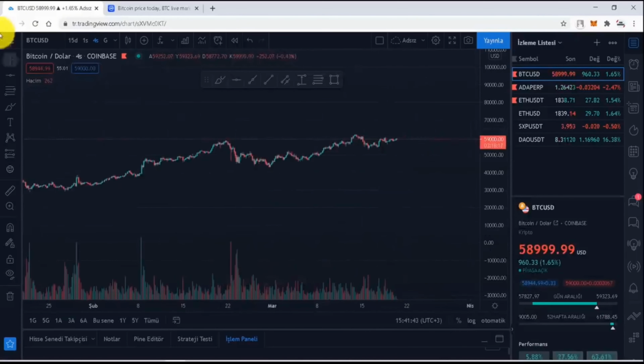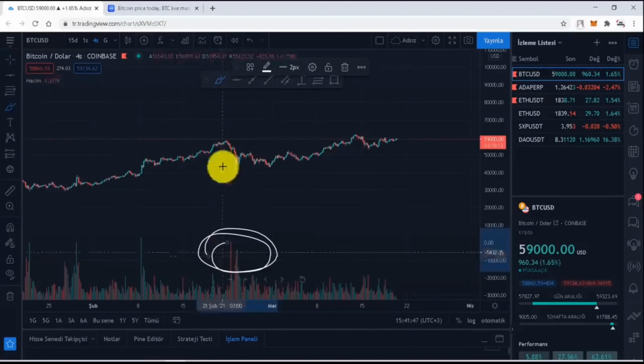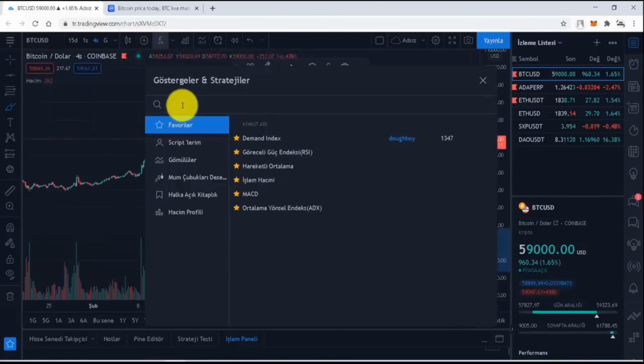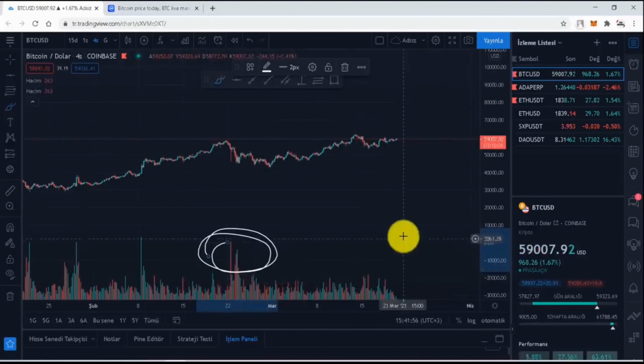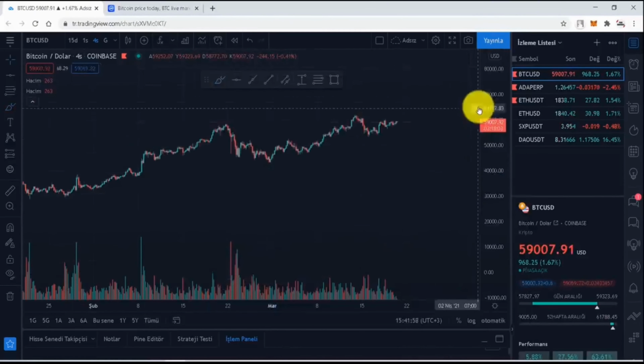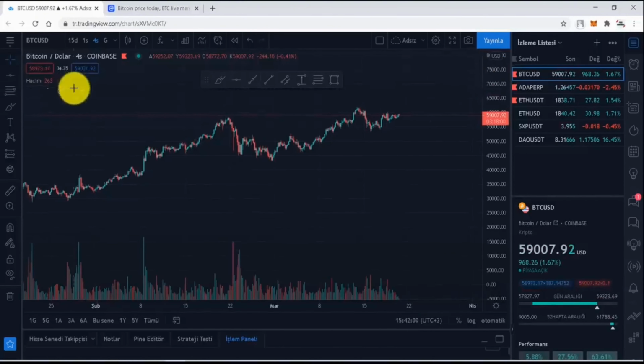Let me tell you about the volume below. If you don't have it, you can add volume here. You can start this with the internal volume. This way it will come to the lower part. Now I am removing the drawings. Volume exists in every exchange and is important. I can remove the volume indicator from here.